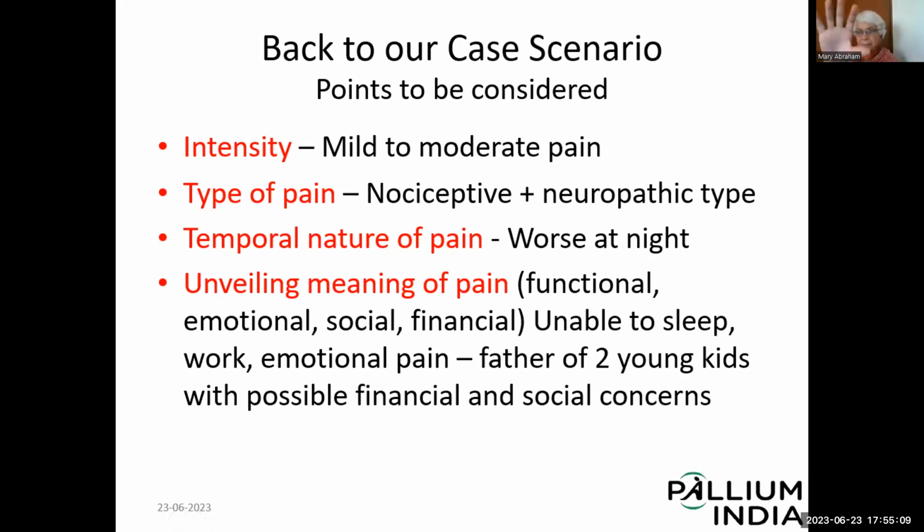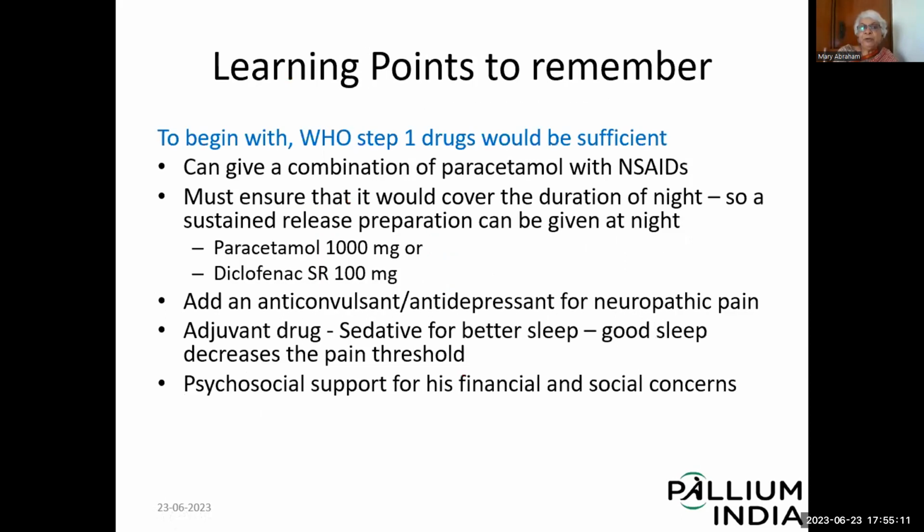So having understood this, then we know what to do for this patient. You can give a combination of step 1 drugs in this gentleman, but because he has more pain at night, you can give a higher dose of paracetamol or diclofenac at night. You can add an anticonvulsant or antidepressant because of the neuropathic pain that he's having. And we can even add a sedative so that he gets a better sleep. And then, of course, we should take care of the psychosocial component for his financial and social and his psychological concerns.